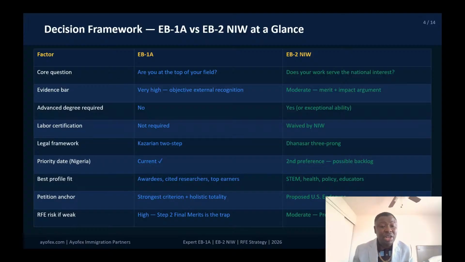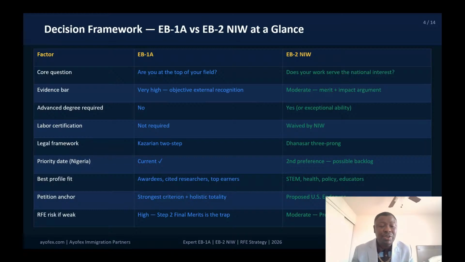Now, let's talk about priority date. Currently, EB-1 is current for Nigeria and many countries all over the world. Second preference, EB-2 is also current, and there is a backlog for few countries in the world.